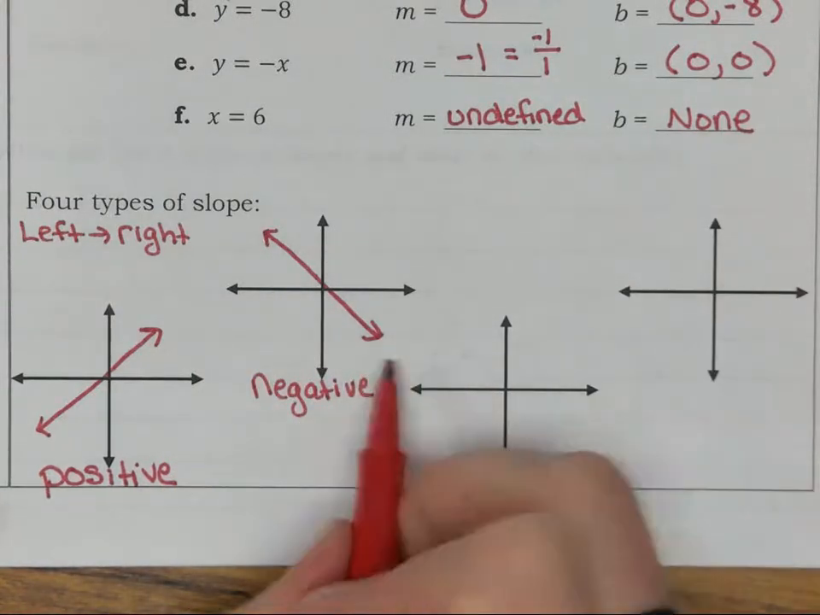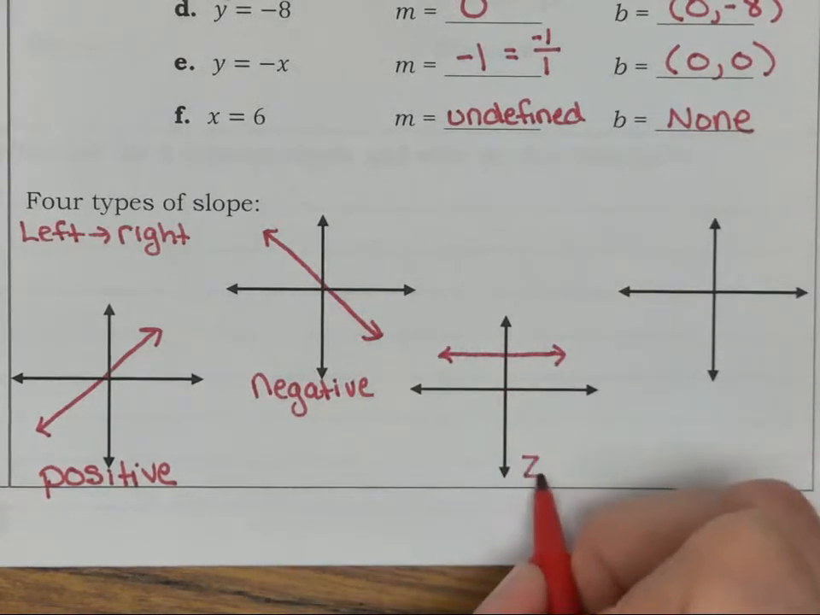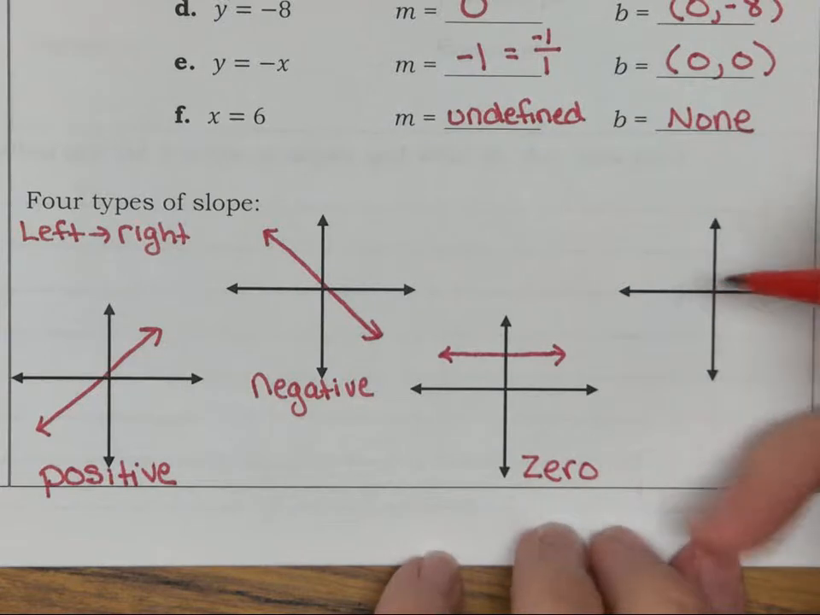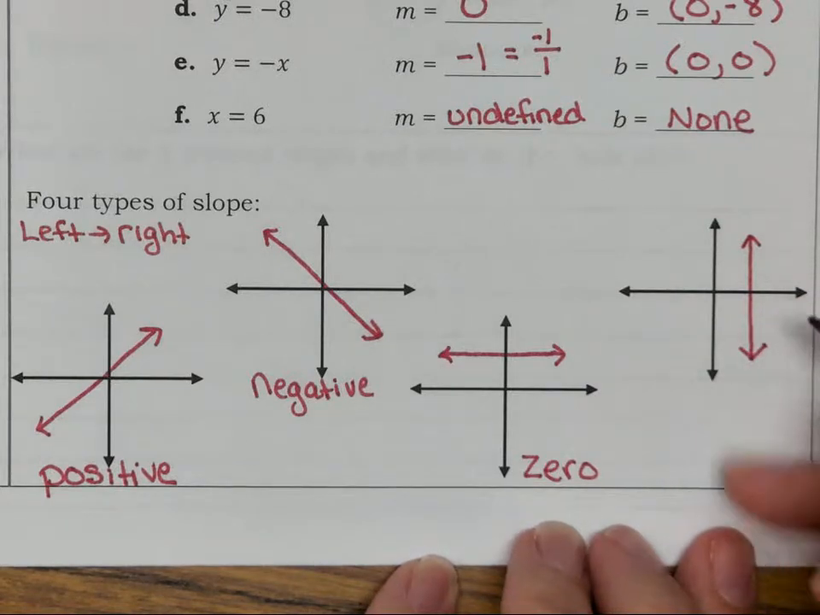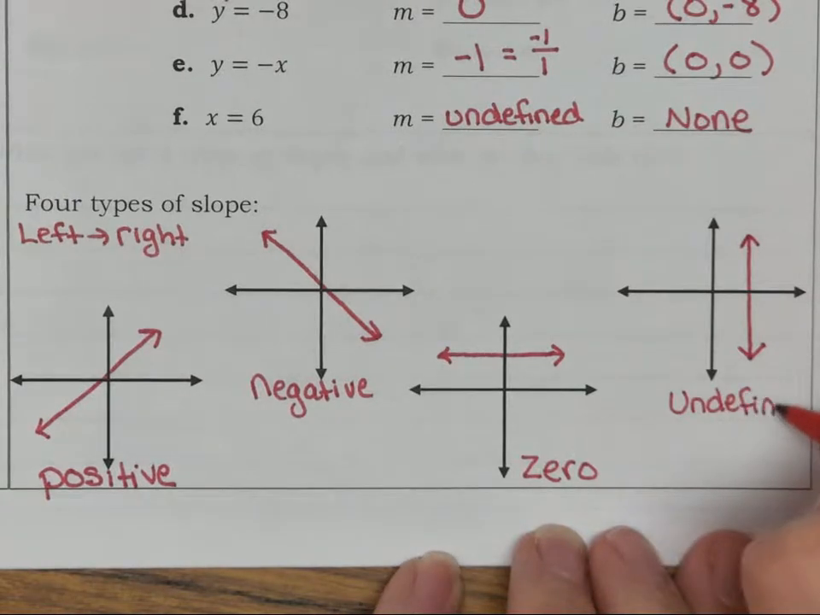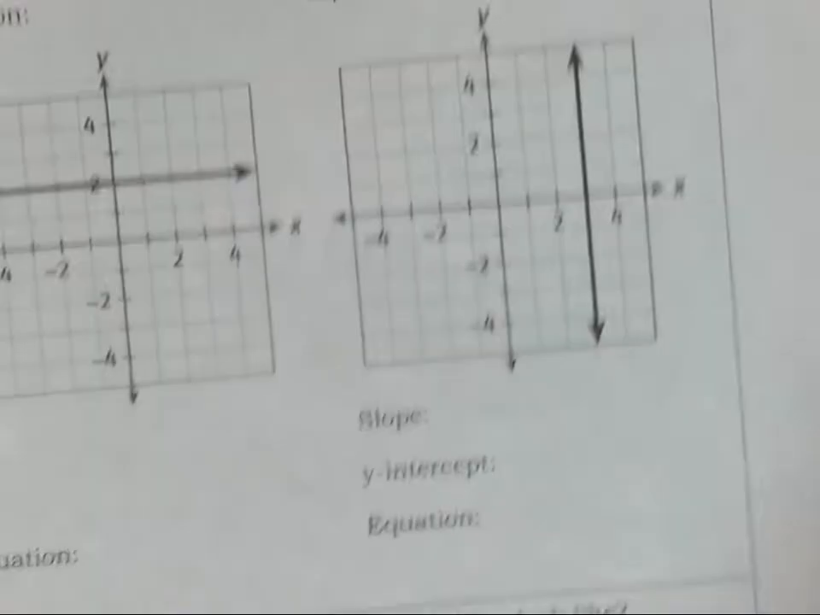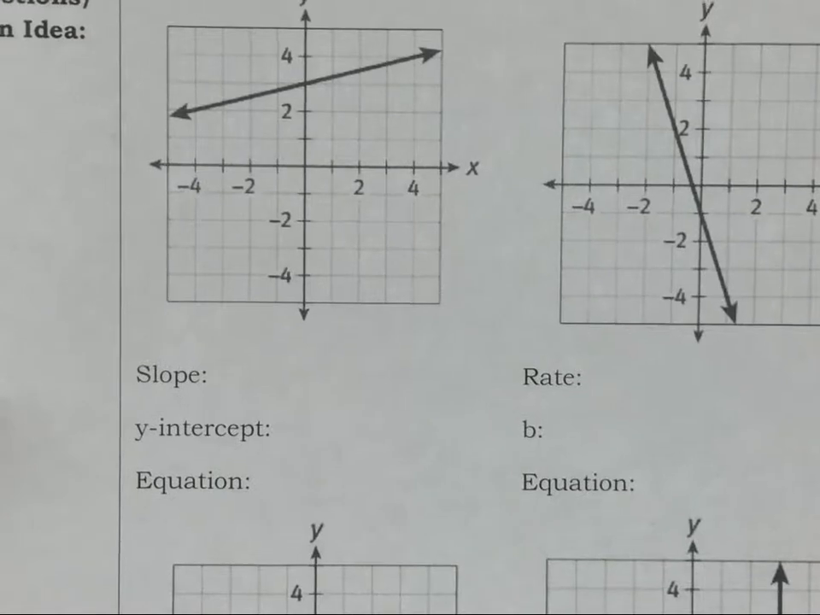And if I follow this graph from left to right, it's going down, which gives it a negative slope. And then if I have a flat line, I have a 0 slope. It is not increasing, it is not decreasing, it's just 0, it's flat. And then the last one is if I have a vertical line, it is undefined.